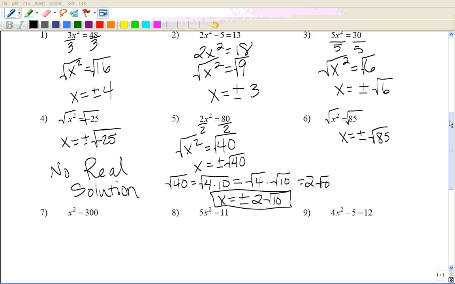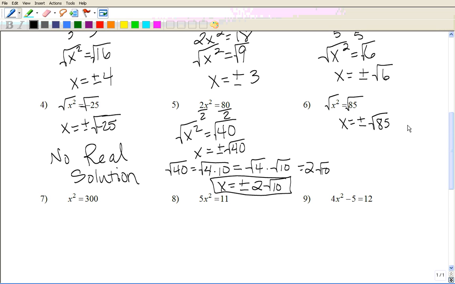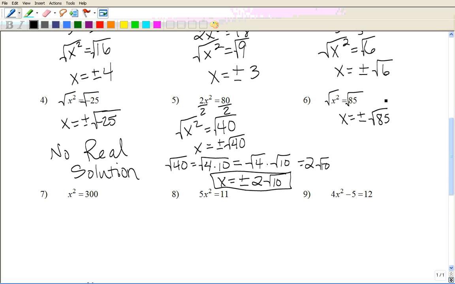And as it turns out, you cannot simplify the square root of 85 anymore because the factors of 85 are 5 and 17. Those are both prime numbers, so that's as simplified as that one gets.